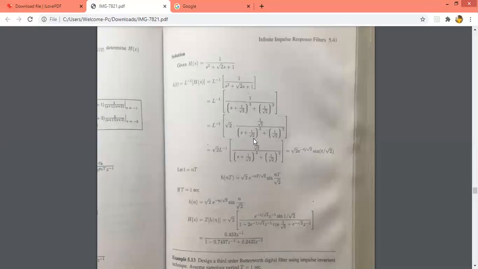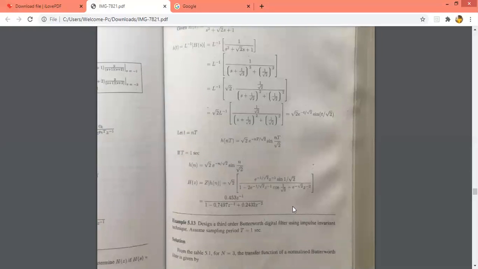Okay, most of the cases you get this problems only, the first method of problem whatever we have discussed here, only that problem you will get. So if this type of problems are also given, you no need to bother. Find out h of t, substitute t with nT, so find out h of nT and apply z transform.